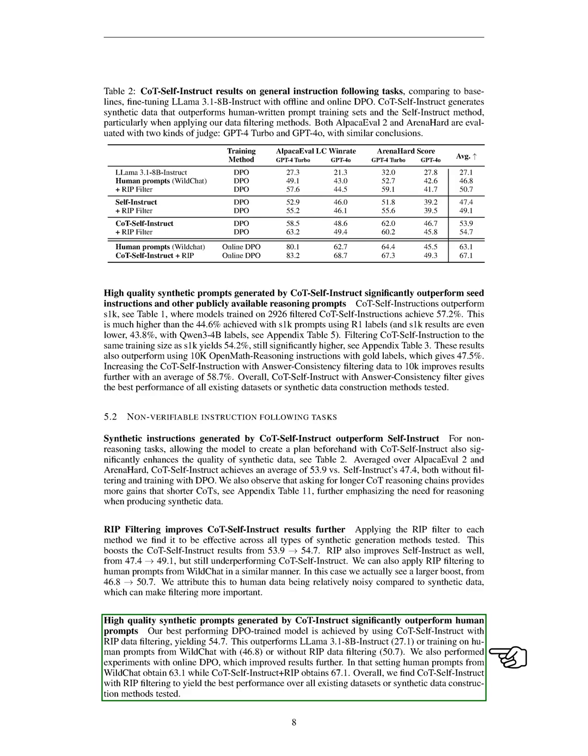Our best-performing model, trained with DPO, utilizes CoT-Self-Instruct with RIP data filtering, achieving an accuracy of 54.7%. This surpasses the performance of Llama 3.1 8B Instruct at 27.1% and human prompts from WildChat, which score 46.8% without RIP filtering and 50.7% with it. We also conducted experiments with online DPO, which further improved results, with human prompts from WildChat reaching 63.1% and CoT-Self-Instruct with RIP achieving 67.1%.